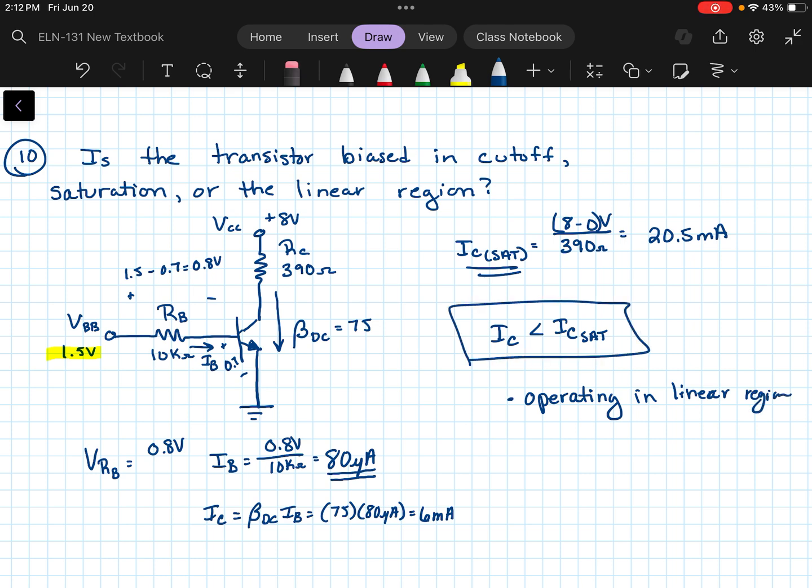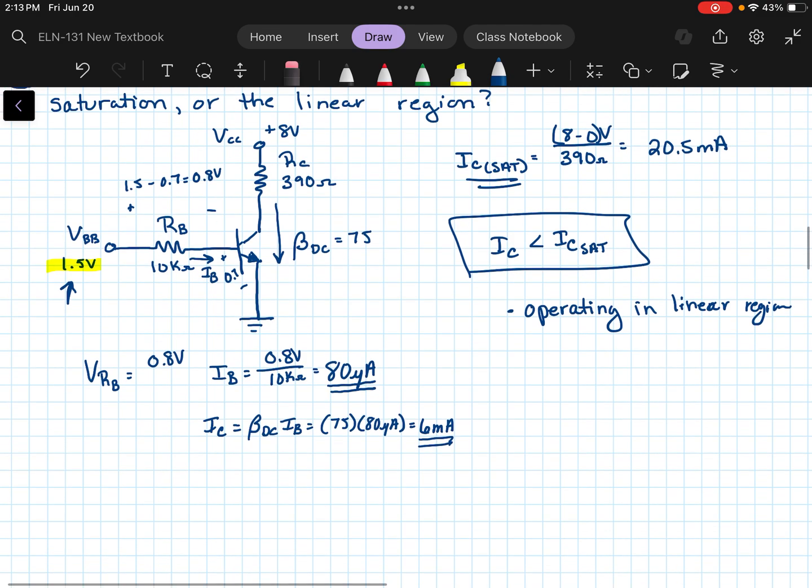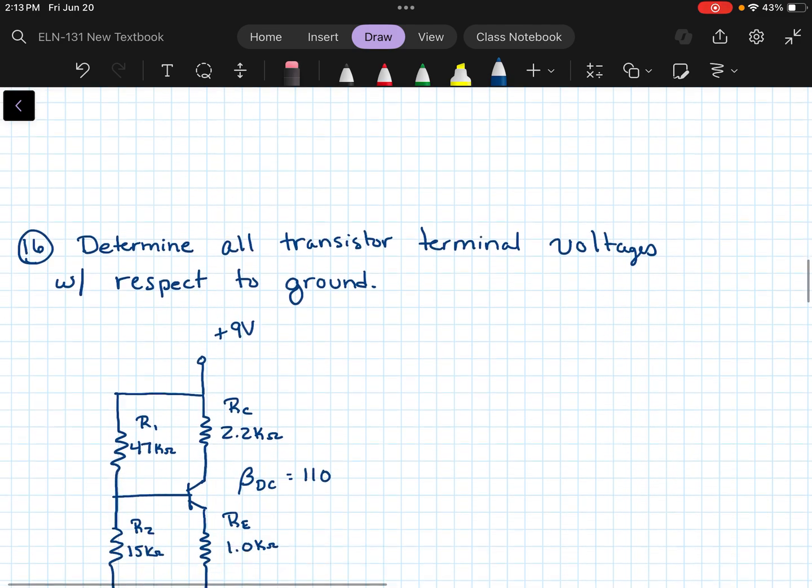Okay, so basically we figured out that we have enough voltage to turn on the transistor, and we have a low enough current that we're not going to actually put the transistor in saturation. So that's why we're in linear, operating in the linear mode.